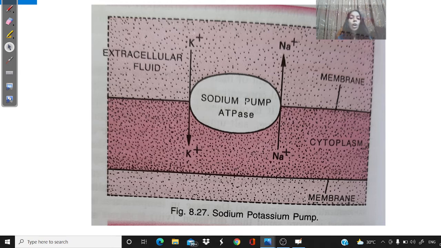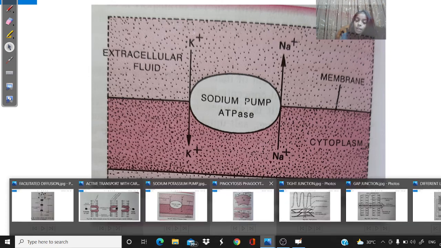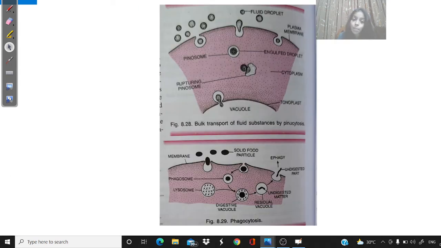Okay, so this is all about active transport which needs a carrier. Now coming to active transport which does not need a carrier. That means carrier independent active transport. So that can be very well explained by two processes, and we are very acquainted with the process.